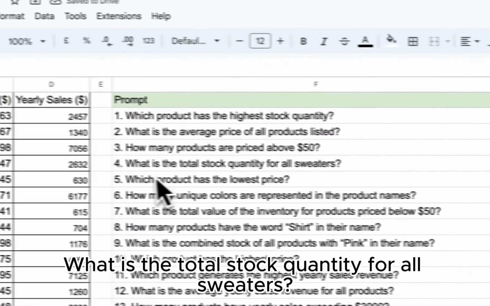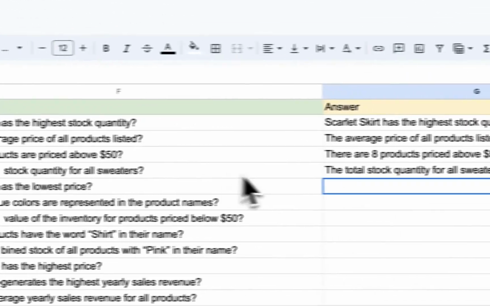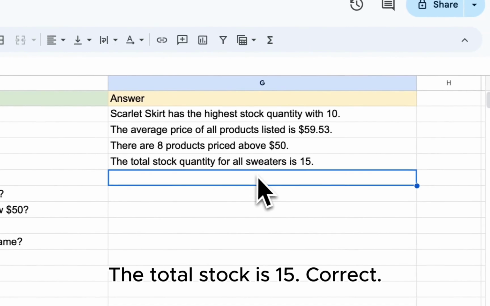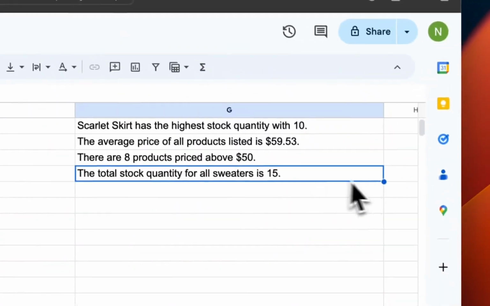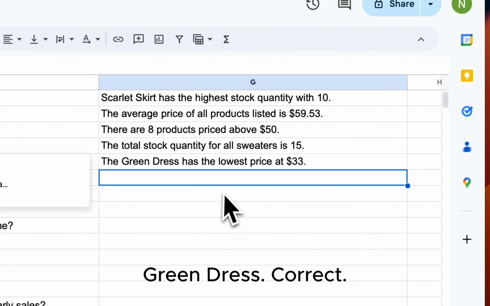What is the total stock quantity for all sweaters? The total stock is 15. Correct. Which product has the lowest price? Green dress. Correct.